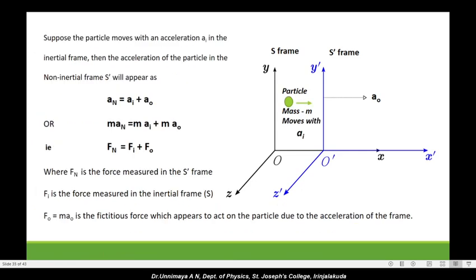Now we consider the particle in motion. Suppose the particle moves with an acceleration ai in the inertial frame S. In the S frame, we had earlier considered the particle at rest. Now we are considering that the particle is moving with an acceleration ai in the inertial frame S. Then the acceleration of the particle in the non-inertial frame S prime will appear as.